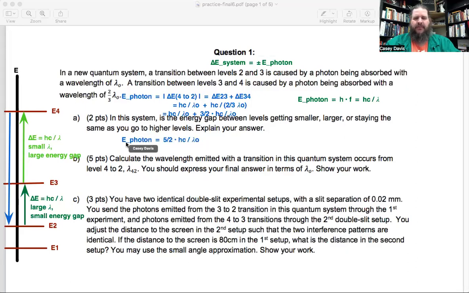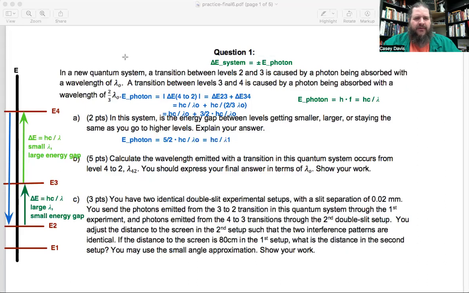We can set this energy equal to HC over the new wavelength. Let's say HC over lambda 1, where lambda 1 is the photon emitted as we go from 4 all the way down to 2. We should now be able to solve for lambda 1. And how would we do that? How would we isolate lambda 1 here? Lambda 1 equals HC over E photon.